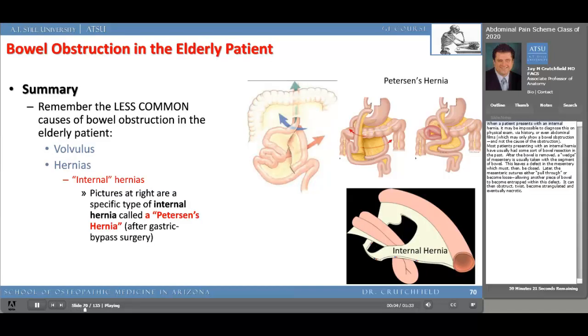The picture in the lower right shows a standard internal hernia, which can result when a segment of small bowel slides through a defect in the mesentery. That defect, as I mentioned, is usually caused from previous surgery.